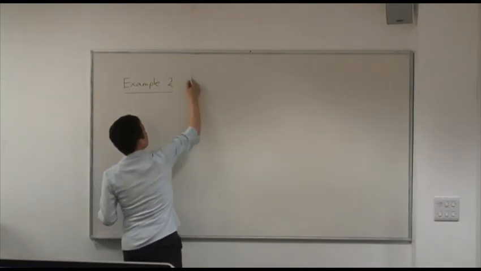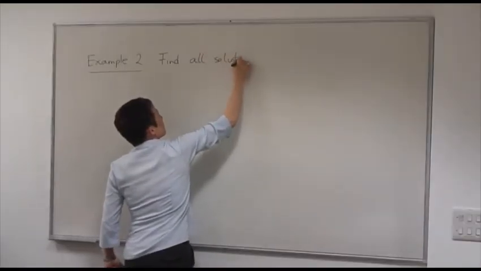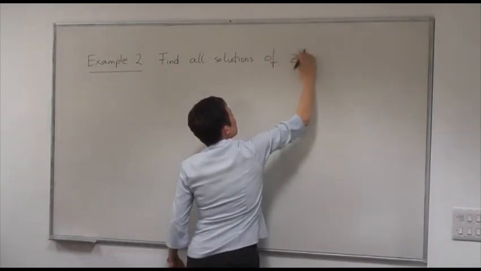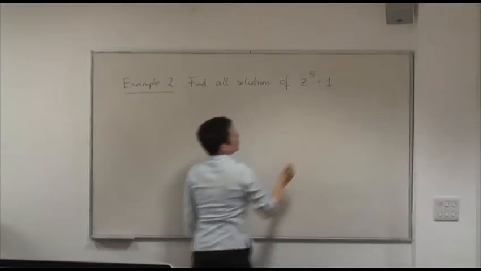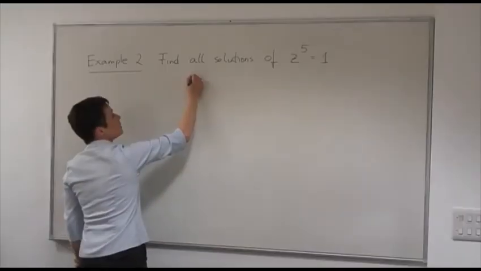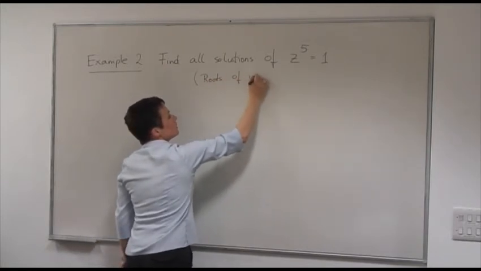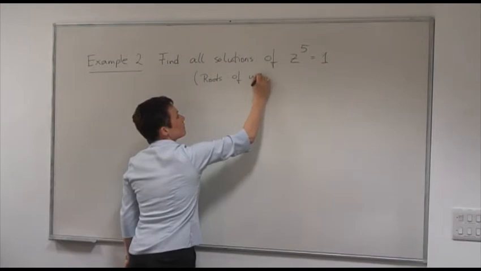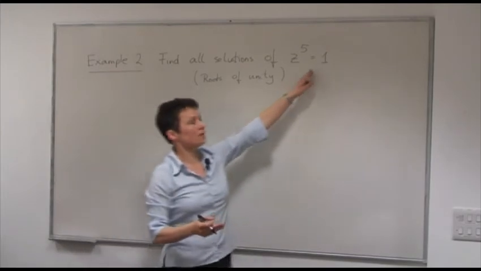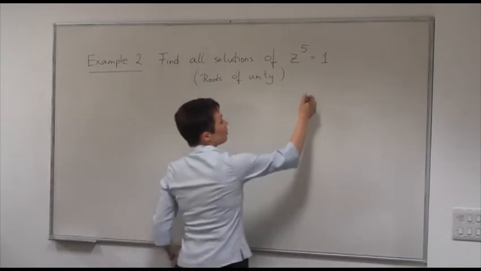So the problem is to find all solutions of the equation z to the 5 equals 1. So finding the solutions to this equation is the same as finding what's referred to as the roots of unity. Here 1 being the unity, and we're really finding the roots of 1. So again, I want to look at this problem as a geometric problem.